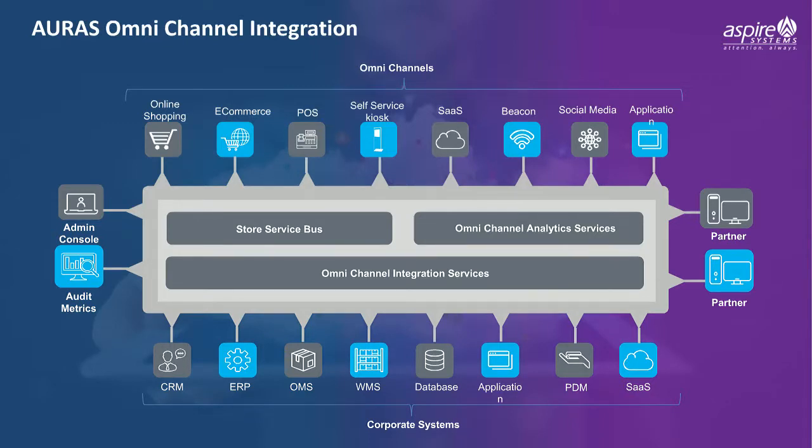The Omni-channel integration services is a combination of integration processes and APIs. The combination of processes and APIs helps to collaborate with the corporate systems. The same APIs can be consumed by the omni-channel interfaces, omni-channel systems or devices and interact with the corporate systems.